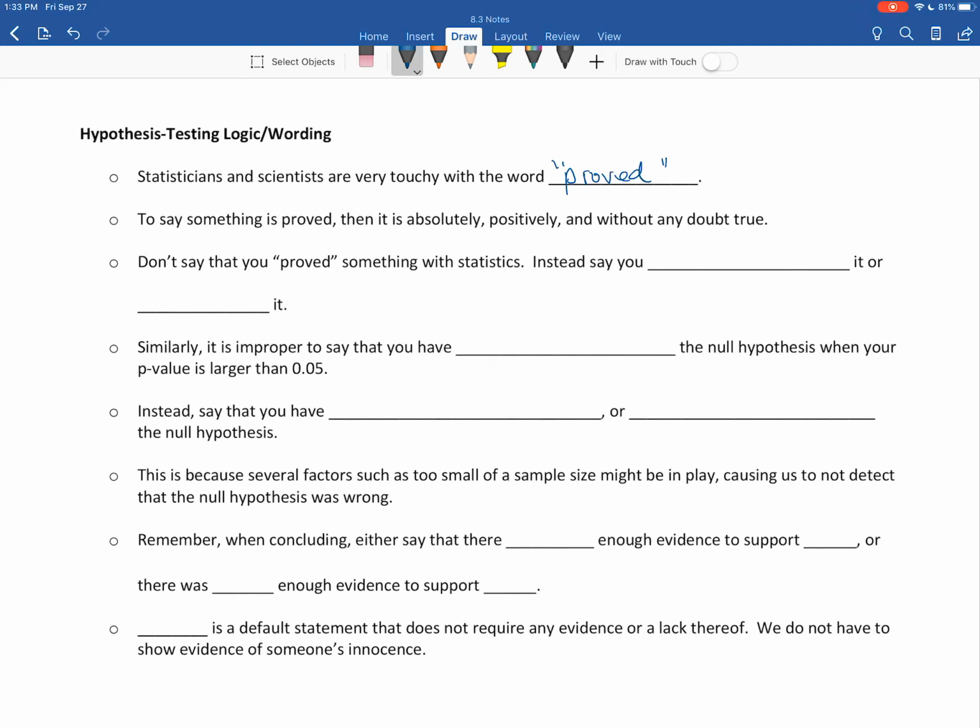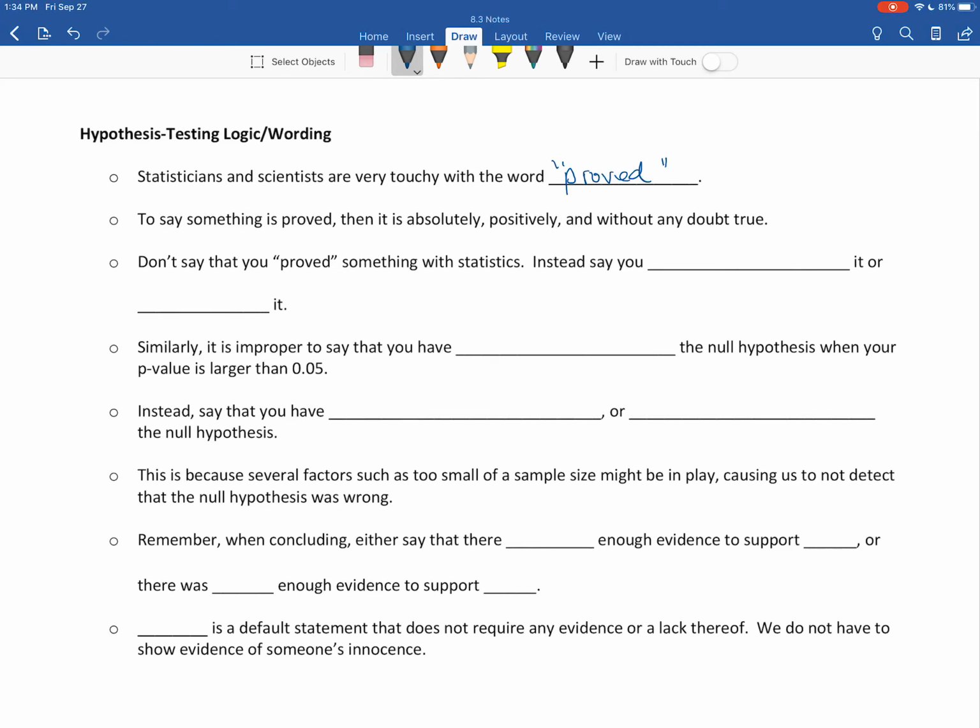To say something is truly proved, then it is absolutely positively without any doubt at all true. So we have to be very careful to not say we proved something. And I even have to watch myself. It's very easy to say it, to kind of slip. But we definitely want to try not to say it, and we definitely don't want to write it in our conclusions. So don't say at the end, like, I proved this.